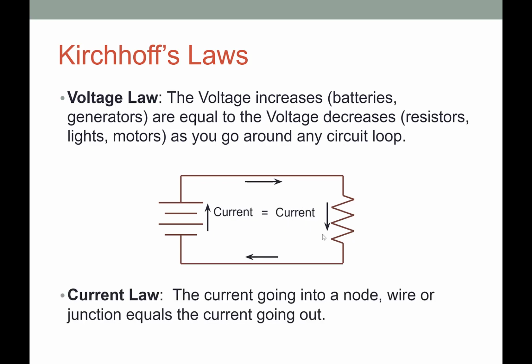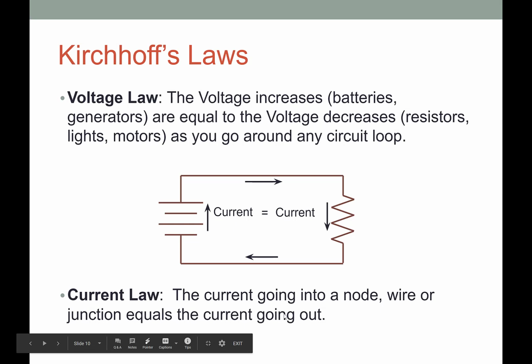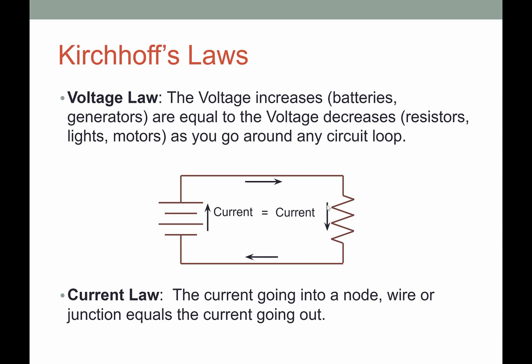The current law says that any current going into a node, or wire junction, has to equal the current going out of that node. So if I don't have any nodes or separations in a circuit, it just all goes around in a circle. That means the current that's flowing through the circuit is the same everywhere.